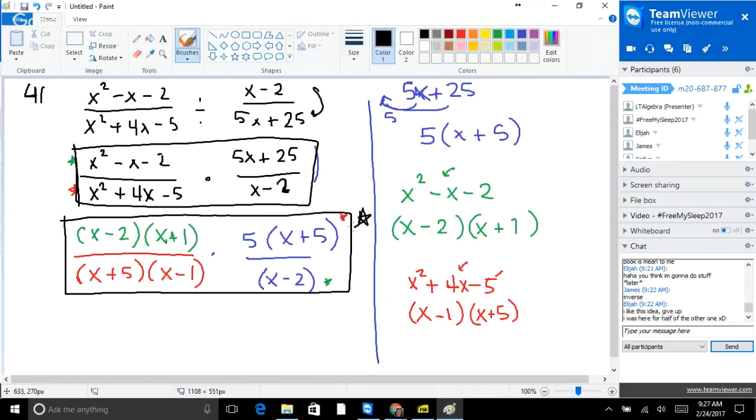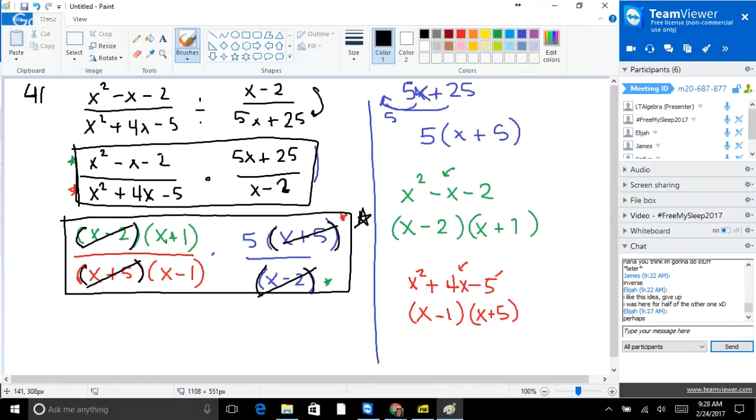Yes, because we're multiplying. These are all groupings that we're multiplying. So we can take this whole grouping of x plus 5 and x plus 5 in the numerator and denominator, and we can cross them off. We also have x minus 2 and x minus 2. We cross those off.